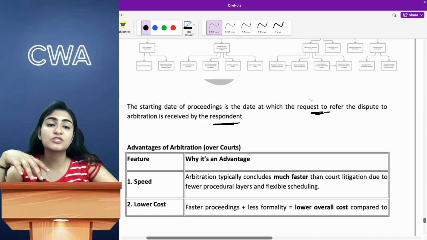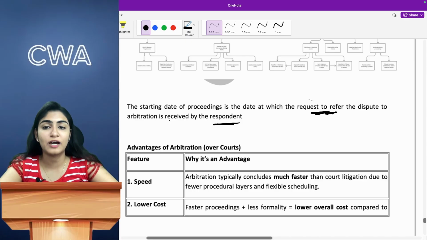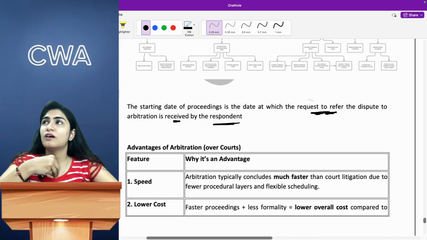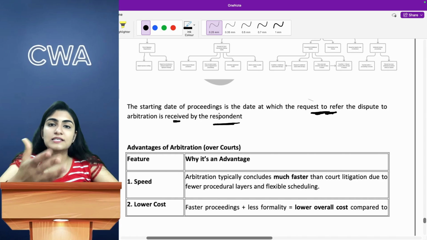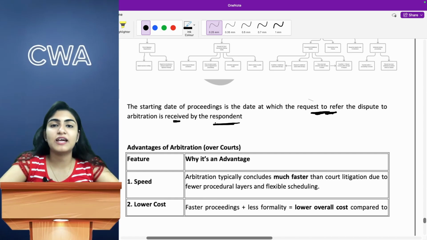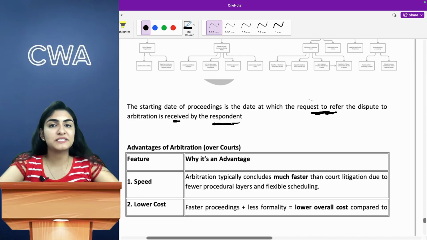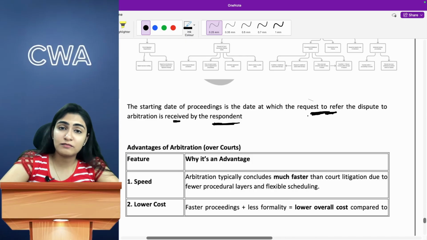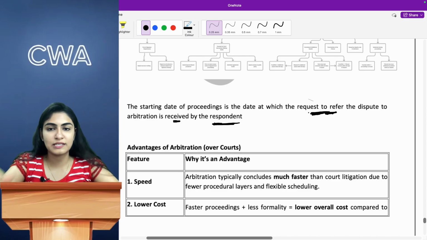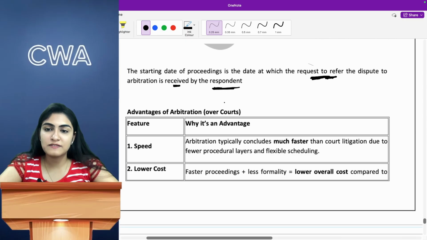The date at which the request to refer the dispute to arbitration is received by the respondent. Let's say this is some dispute. We have, let's say, Mr. X and Mr. Y. Mr. X says that we have this dispute and I'm requesting you, let's go to the arbitration proceeding. The day Mr. Y receives the request, from that day you can say that the proceedings have started.